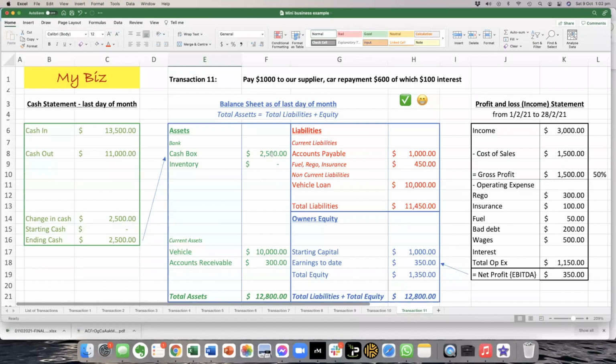So we're going to take $1,000 out of our cash box. So that's going to go back to $1,500, and we go out of balance. But now we take our suppliers back to zero. We're back in balance. Woohoo!